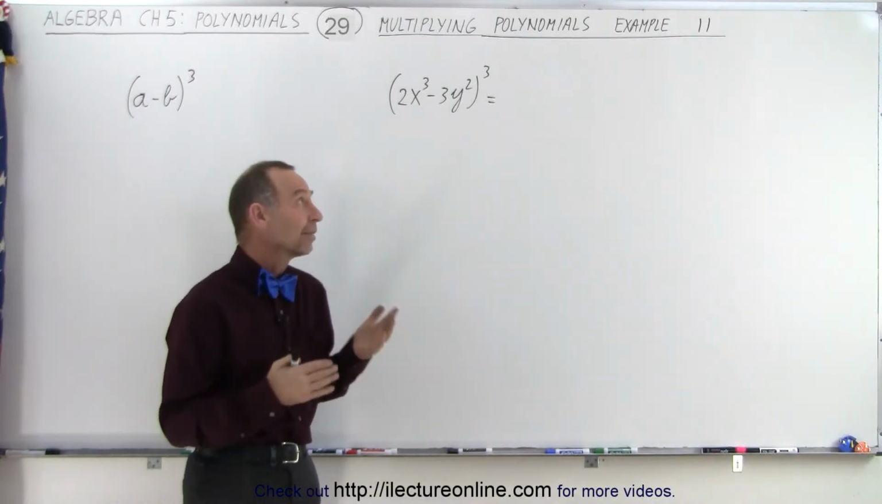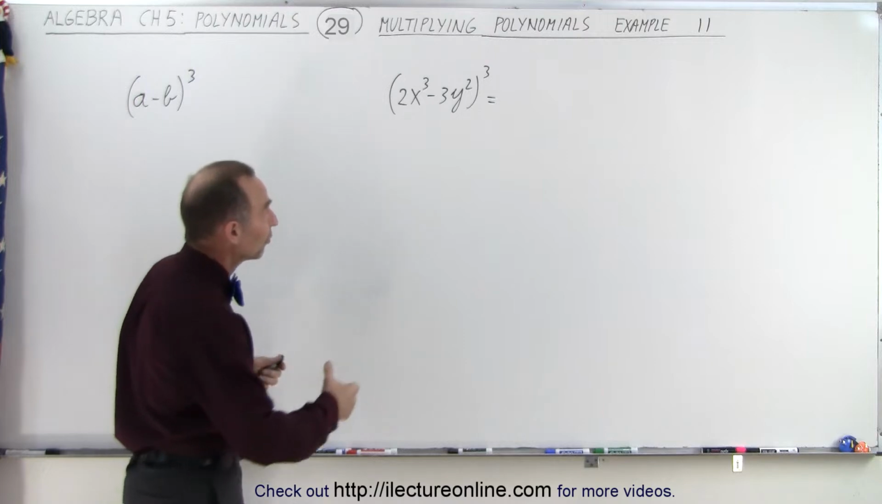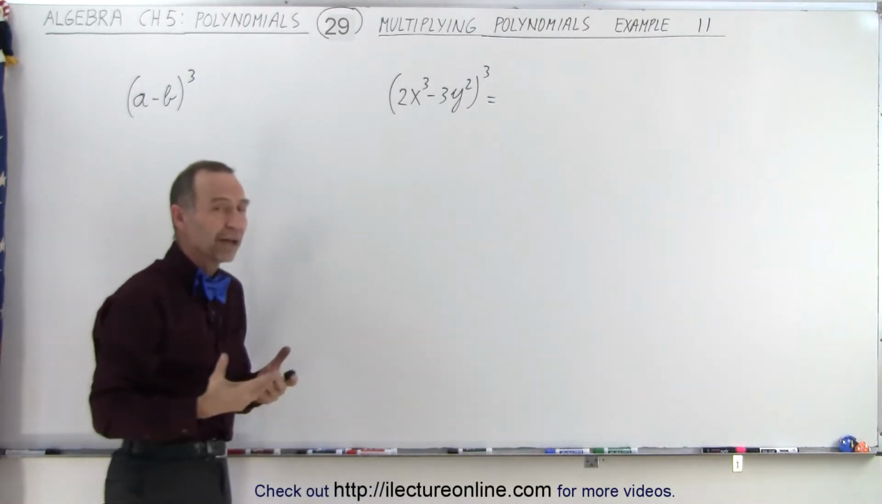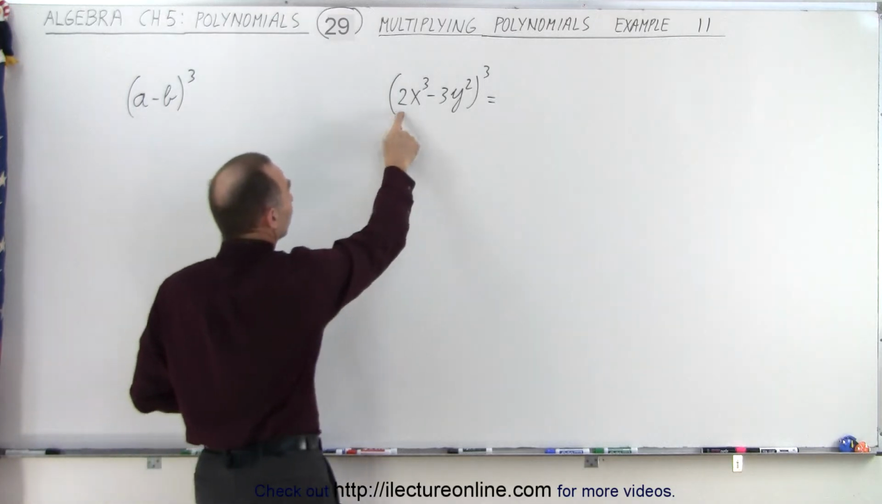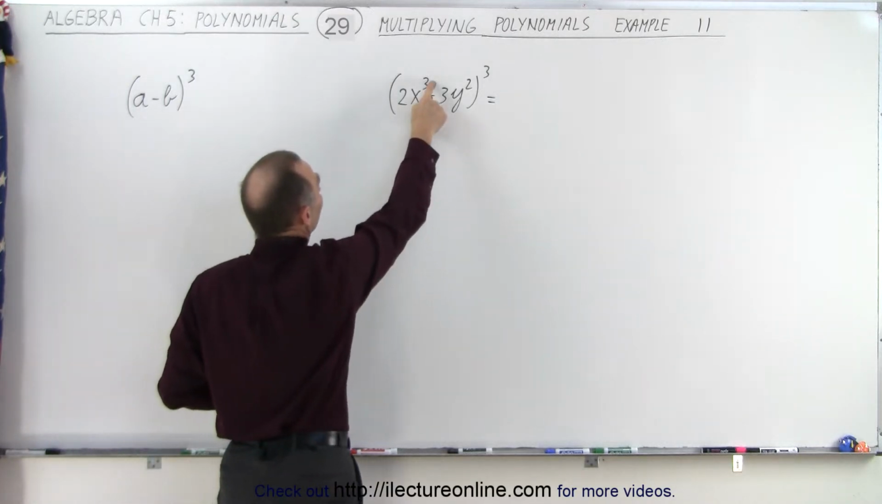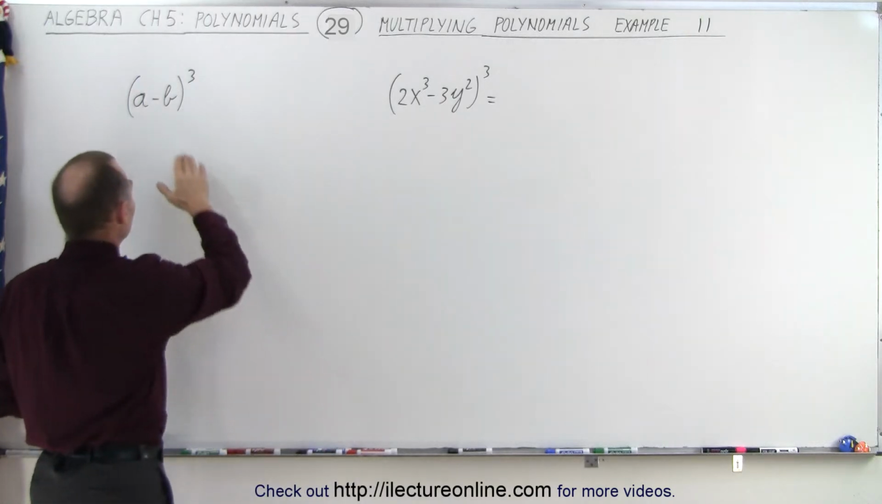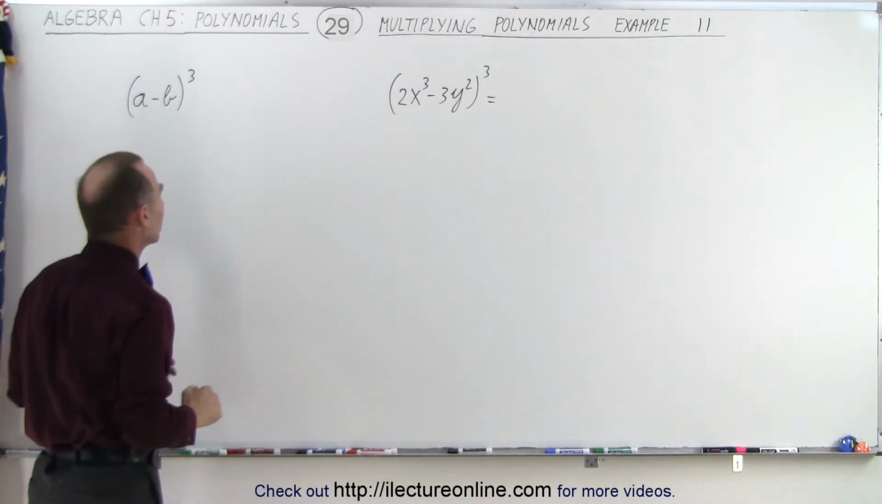Now let's try our hand at this particular example. Notice it's still a binomial cubed, but we have a negative sign instead of a positive sign. And even though we have numerical coefficients and we have powers for x and y, we handle it the exact same way as if it was the simplified form, a minus b quantity cubed.